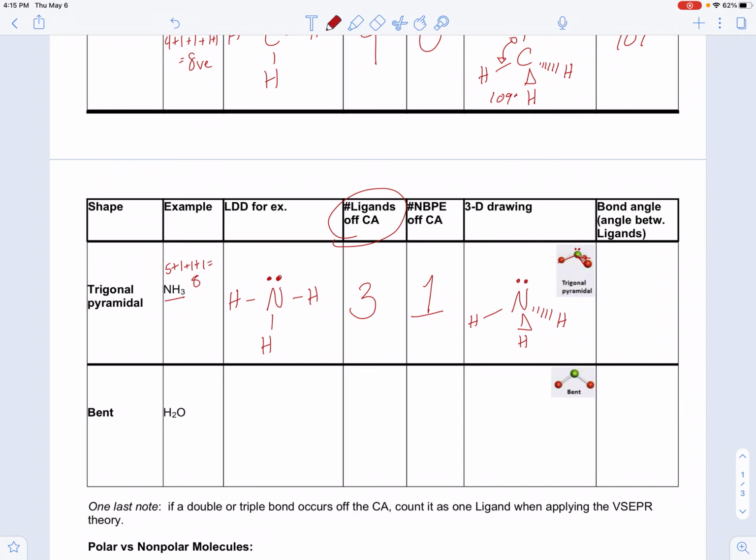And because they're getting pushed slightly closer together, instead of being 109 degrees apart, they end up being about 107 degrees apart. So they end up being a little bit closer to one another. And again, that's because the non-bonding pairs of electrons repel more than our bonding pairs of electrons. So it's going to push those branches even closer together.